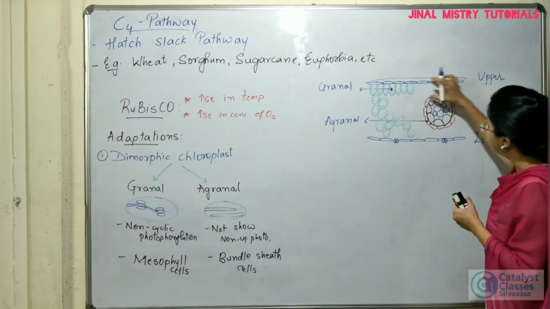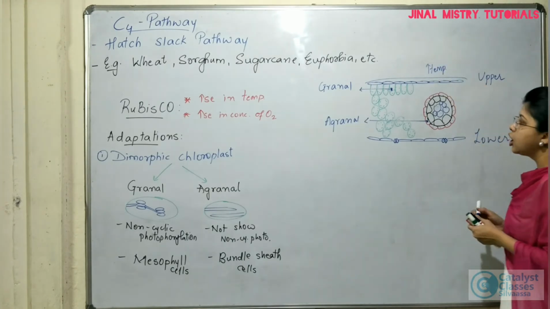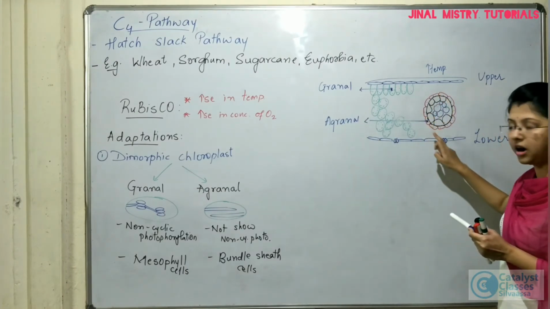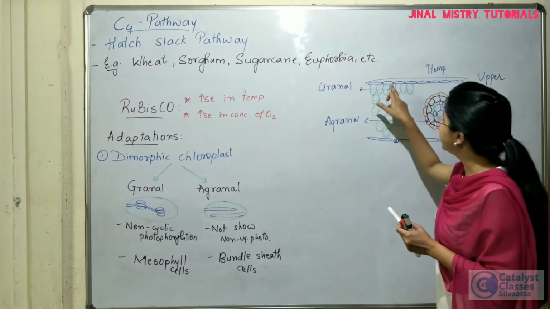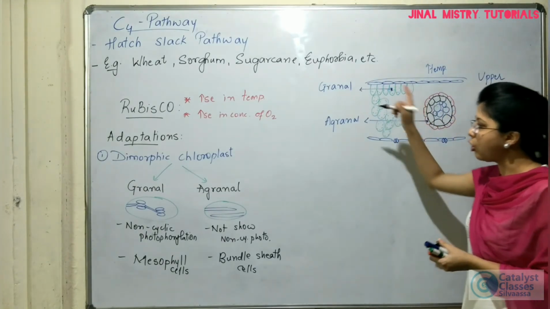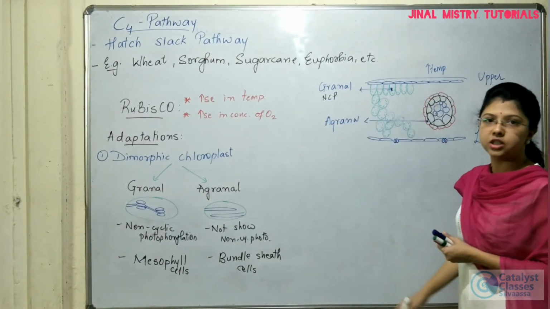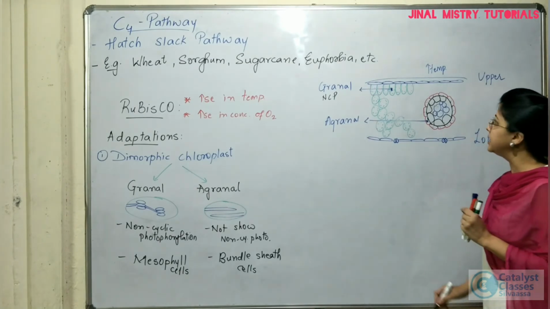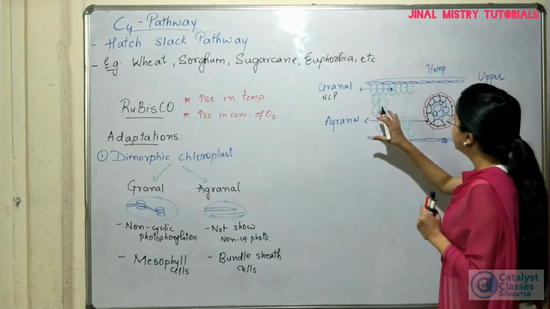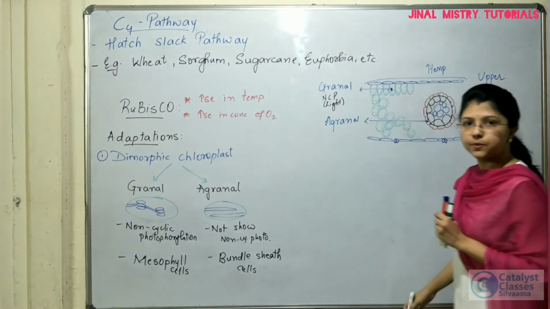So on the upper layer, near the upper epidermis, there will be more temperature. These agranule chloroplasts are present in the bundle sheath cells, whereas the granule chloroplasts are present in the mesophyll cells. And in these mesophyll cells, because of the presence of granule chloroplast, non-cyclic photophosphorylation takes place. So the temperature is also more here, and non-cyclic photophosphorylation is a part of the light reaction.